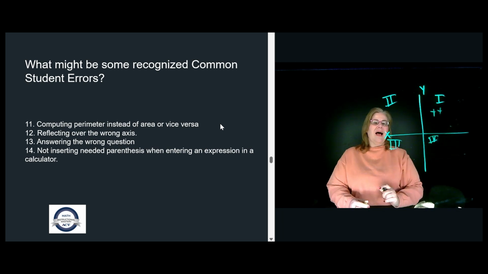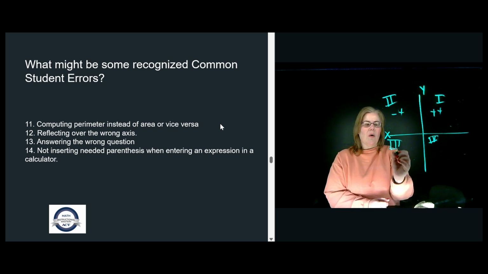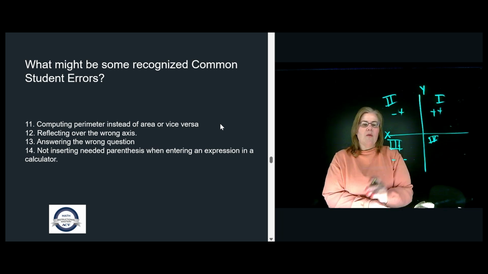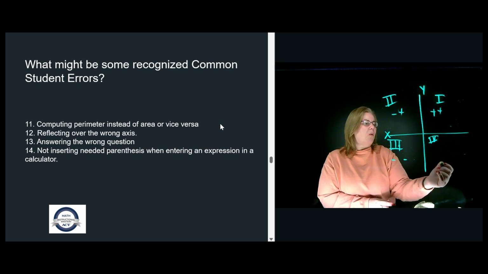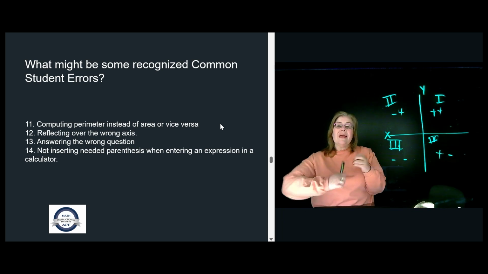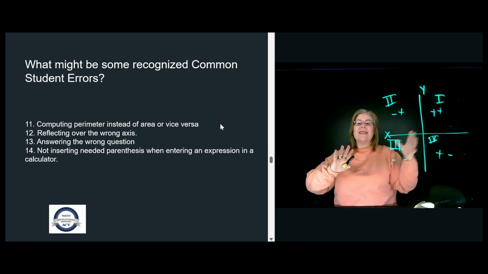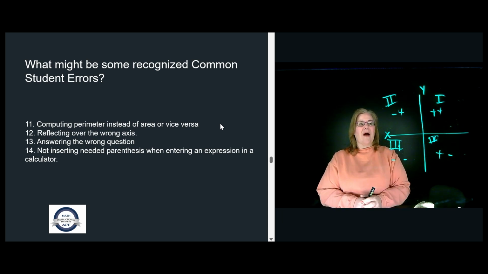Both of them are going to be positive. My x is going to be negative, and my y is going to be positive. In that third quadrant, I'm going to have both negative, and then in that fourth quadrant, I'm going to have a positive and a negative. So you've got to remember when I am flipping over the x or the y, and then what that's going to do to those x and y values. You've always got to remember that.